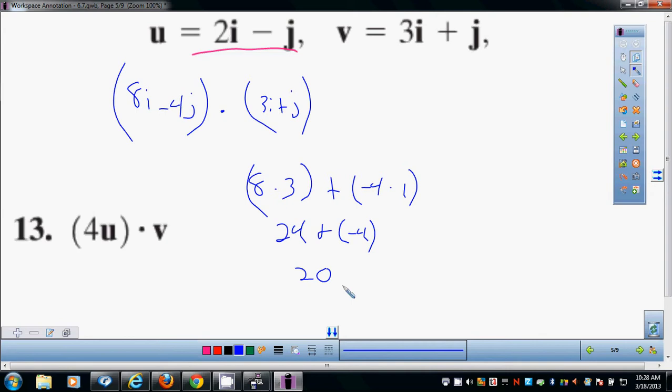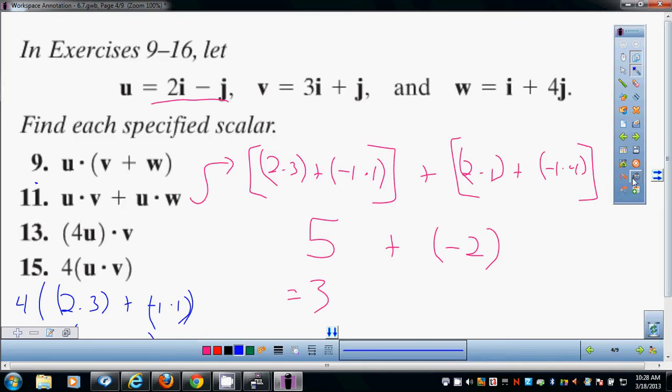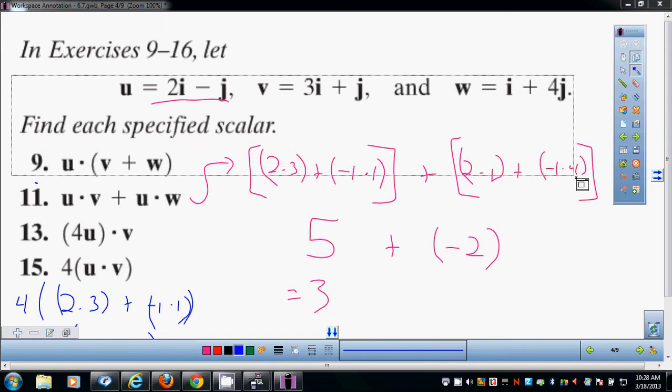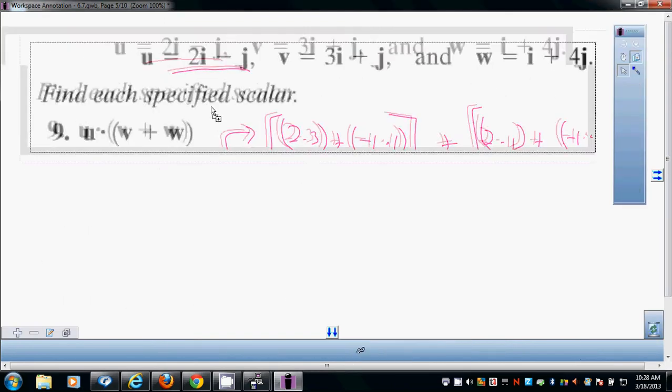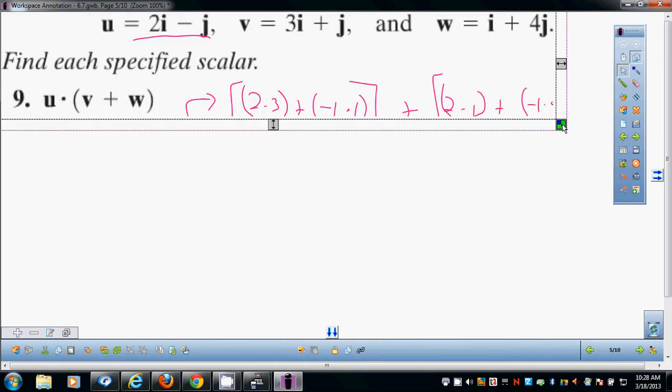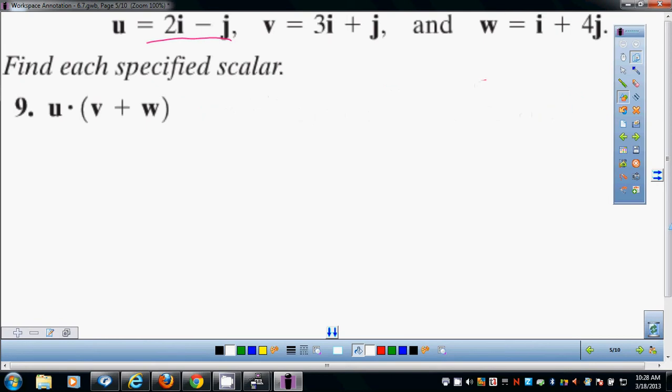Do I need to leave this on the board? Number 9, u dot v plus w. Sure. I can try. If I skip something, you just let me know. Sometimes I do it without even noticing it. Let's see. Erase all that. Okay, so u dot v plus w. So first thing I'm going to do is plug in v and w. 3i plus j plus, I guess I'll put this in parentheses too, i plus 4j.